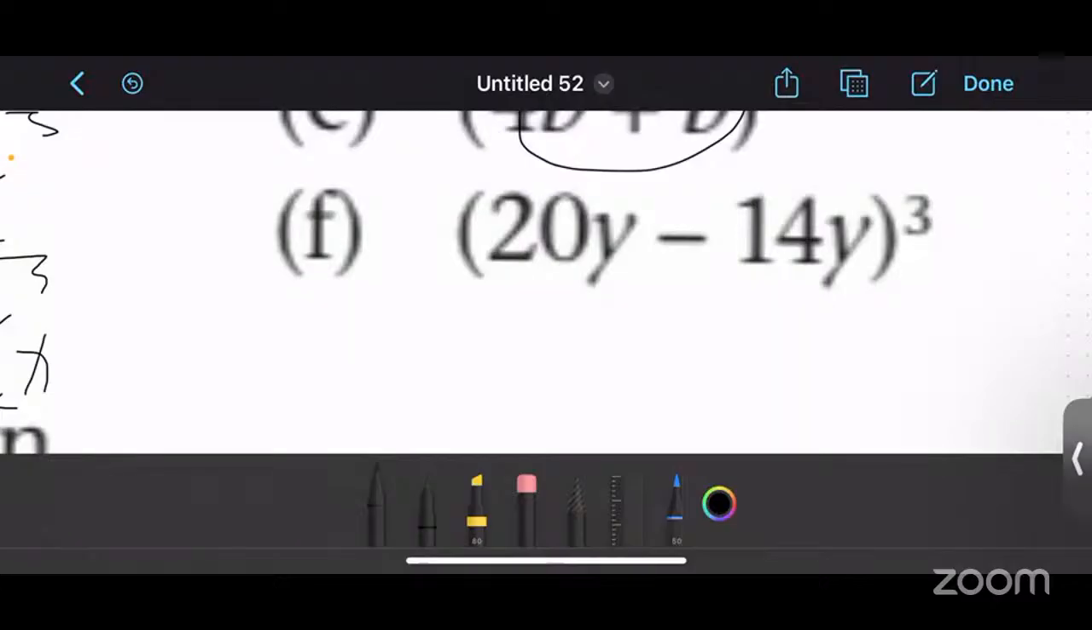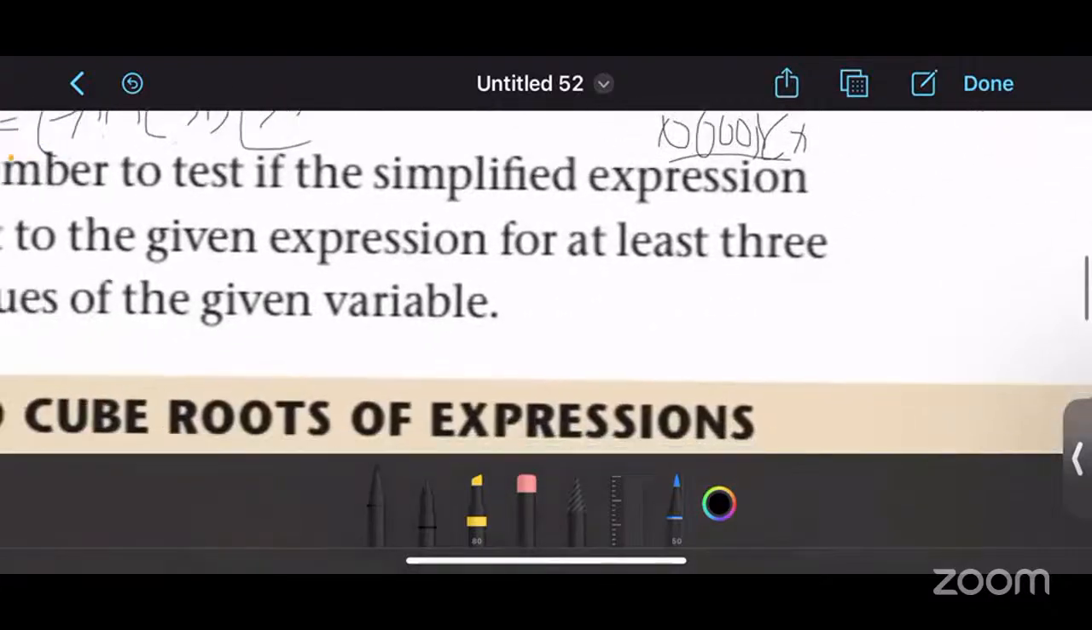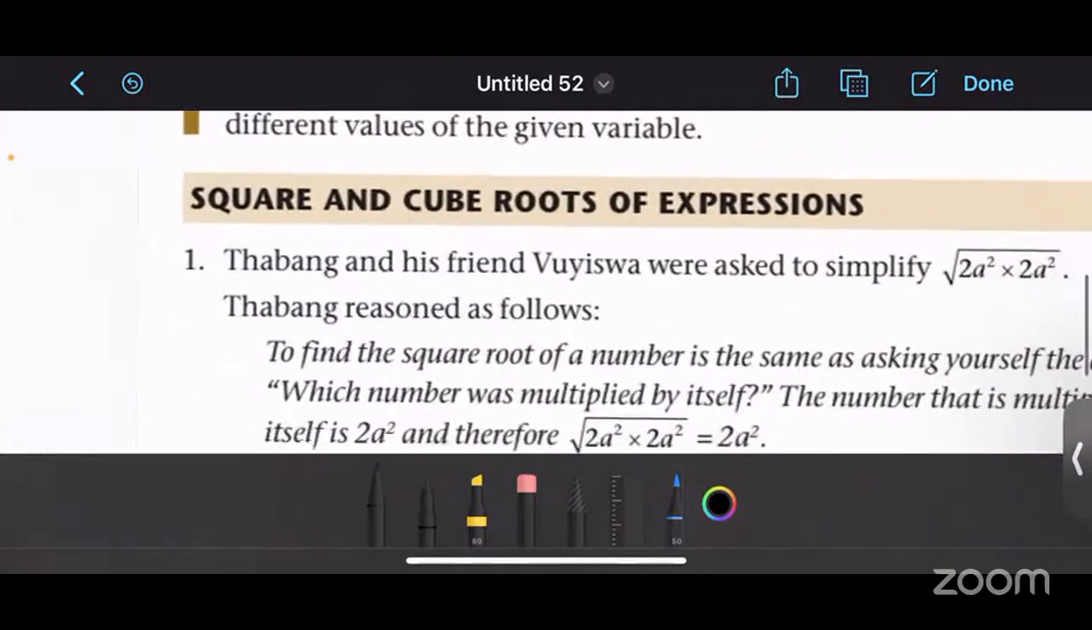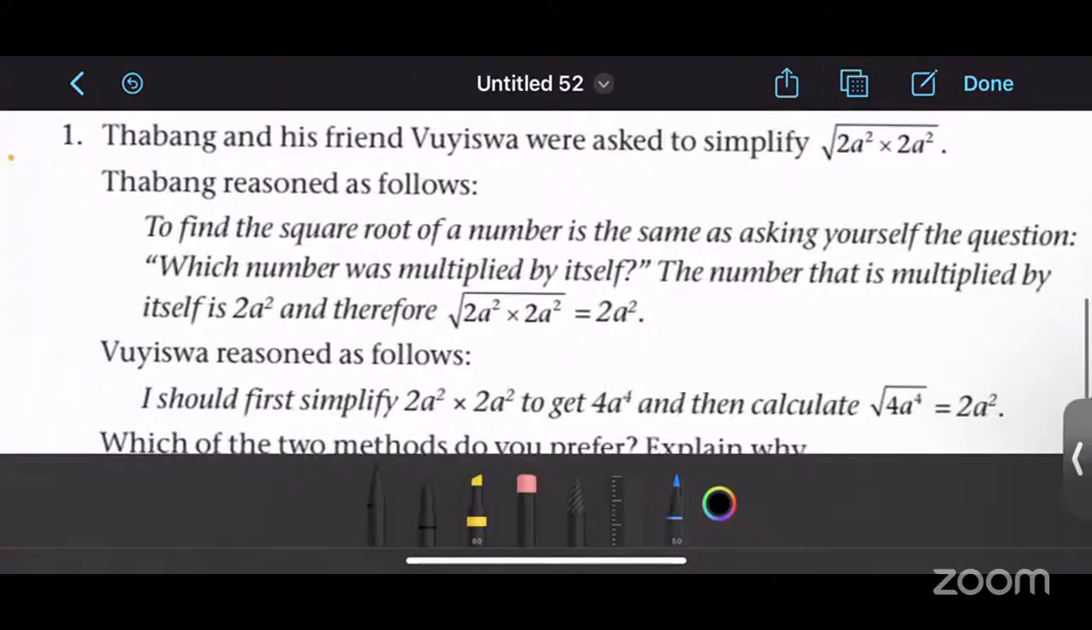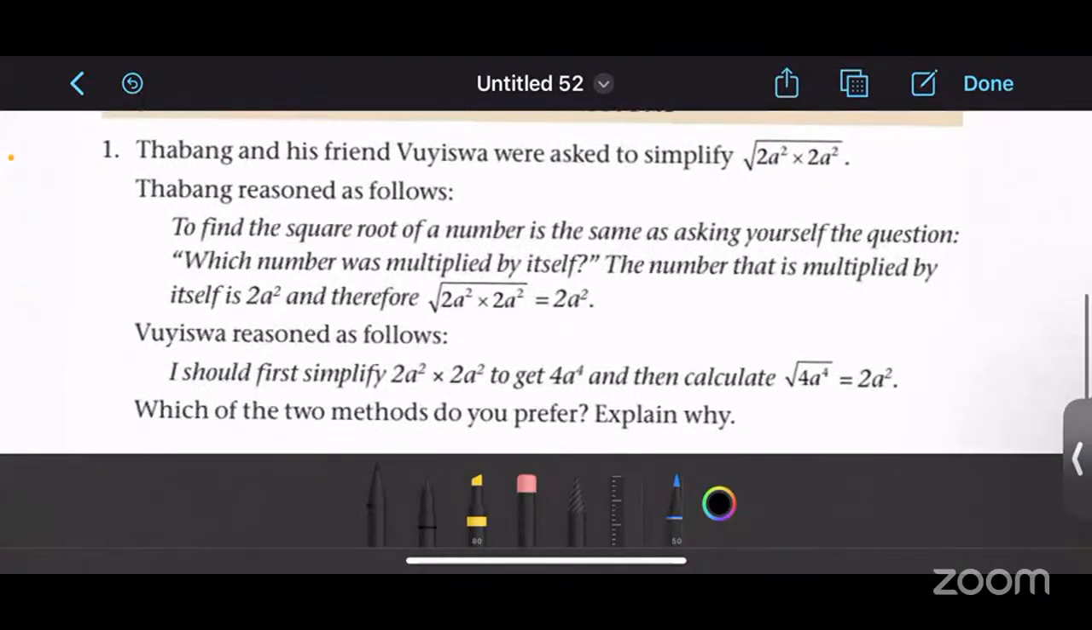216. 106. Yeah. 6 times 6 is 36 times 6. Okay, makes sense. All right. Let's move to this one over here.